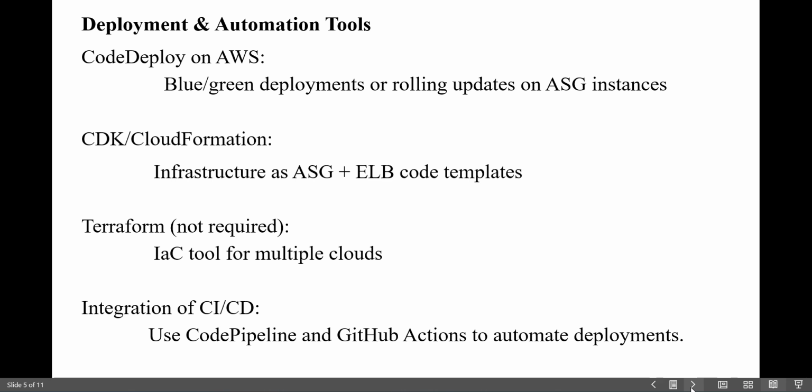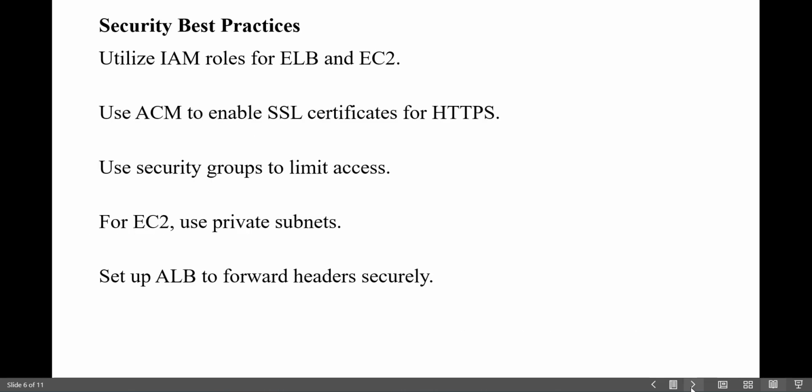Next thing is security and best practices. Utilize IAM roles for ELB and EC2. Use ACM to enable SSL certificates for HTTPS. Use security groups to limit access. For EC2, use private subnets. Set up ALB to forward headers securely.